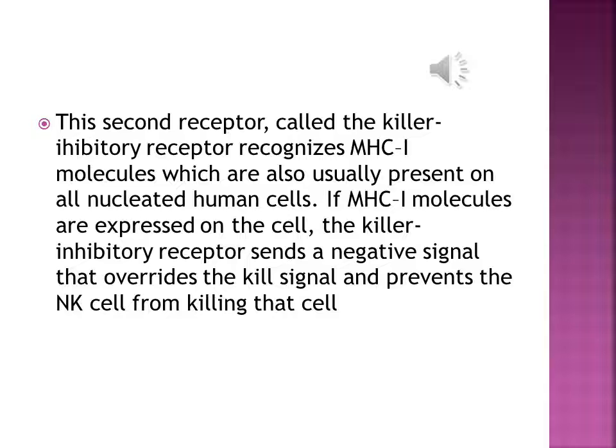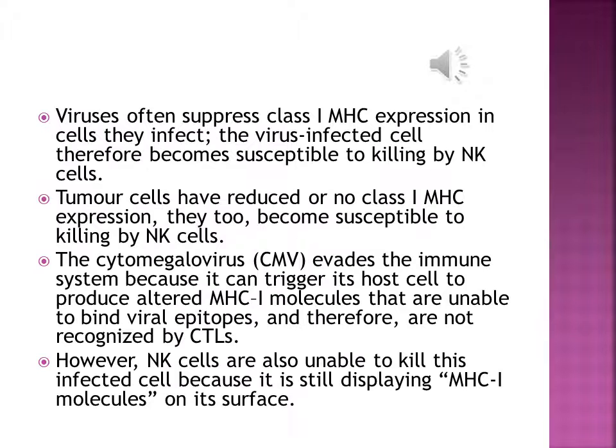This second receptor, called the killer inhibitory receptor, recognizes MHC class I molecules, which are also usually present in all nucleated human cells. If MHC class I molecules are expressed on the cell, the killer inhibitory receptor sends a negative signal that overrides the kill signal and prevents the natural killer cell from killing that cell. Viruses often suppress class I MHC expression in cells they infect.